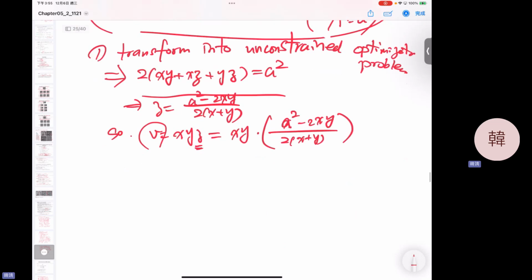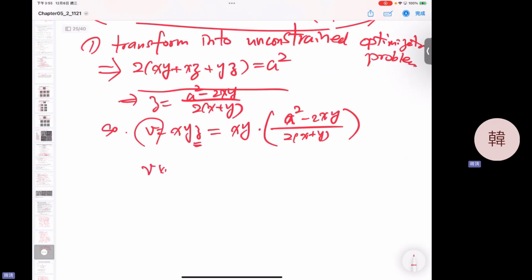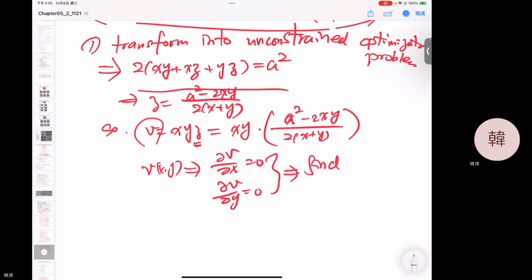So I'm not going to do that. I just gave you the result. So you can see the partial derivative with respect to x and the partial derivative with respect to y. We set both equal to 0, and try to find x and y. You will find z as well, because you know z equals this one. If you find x and y, you can find z as well. It's pretty straightforward. I'm not going to do it. It's one of your homework.